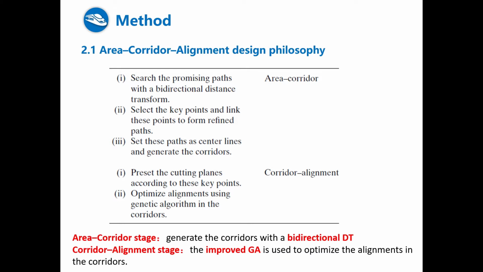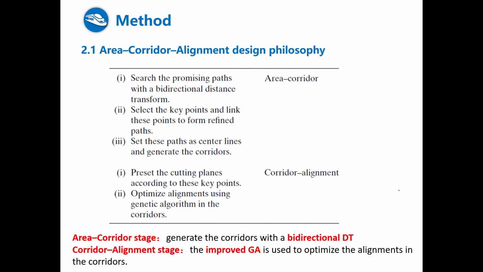The first stage of this strategy is to find possible railway corridors in the broad study area using a distance transform algorithm. That is, by searching optimal three-dimensional paths using the distance transform, and then using this path as the center line to generate a three-dimensional railway corridor. This is the area to corridor stage.